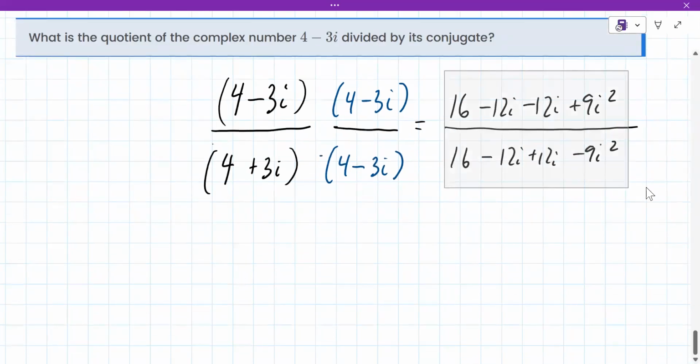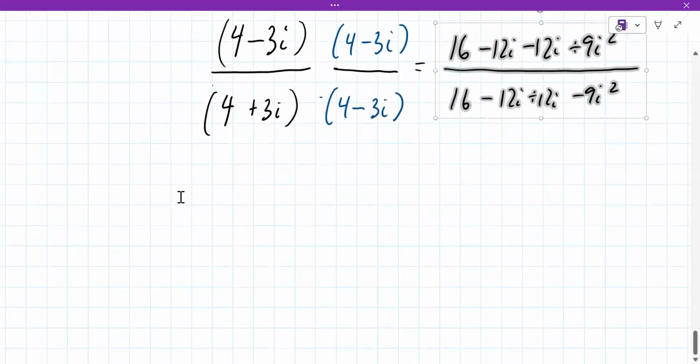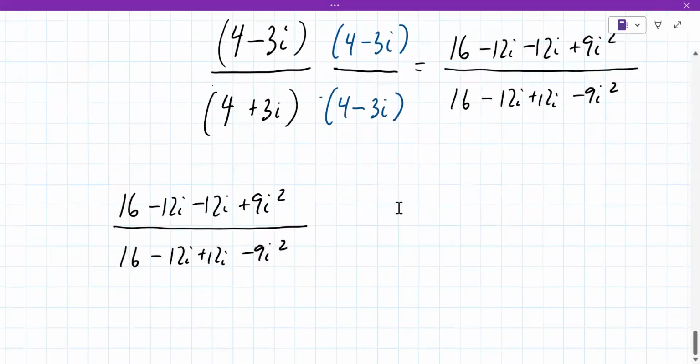All right, so now I'm going to grab the top. We're going to work on the top here. So I want you to look at the top now, Ivana, and notice that the 12i's don't cancel, but the 9i squared, you're really going to multiply by -1 here. Could you tell me what the top becomes?